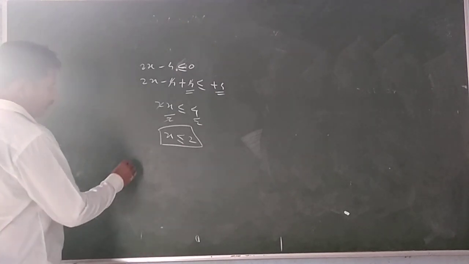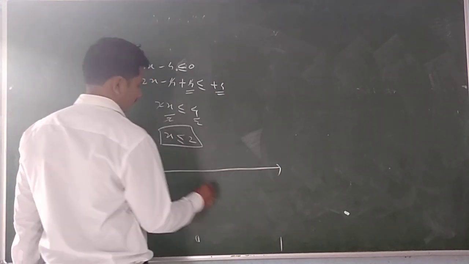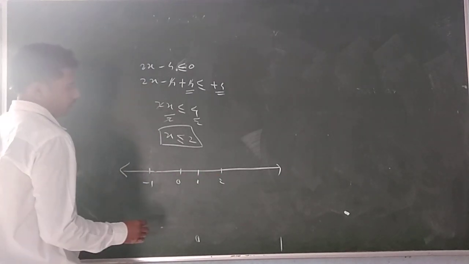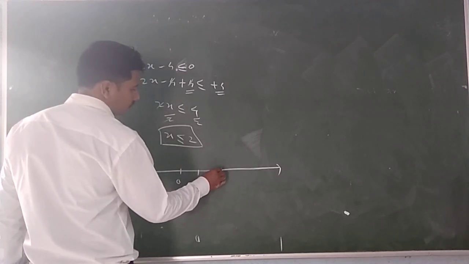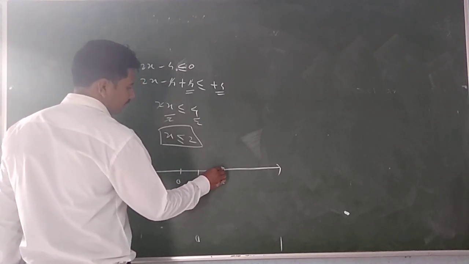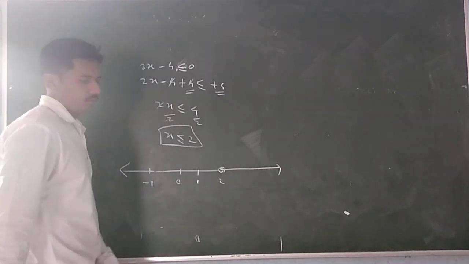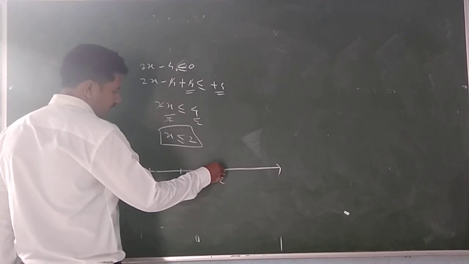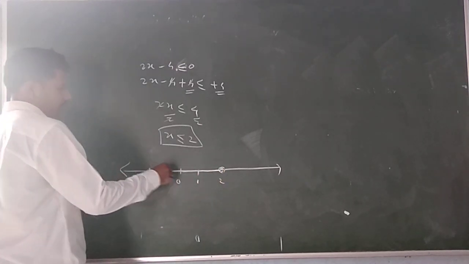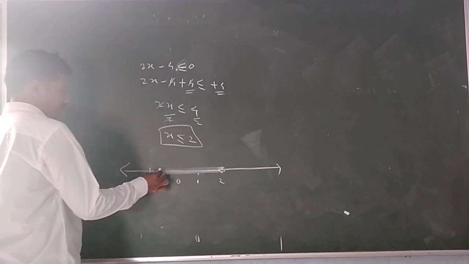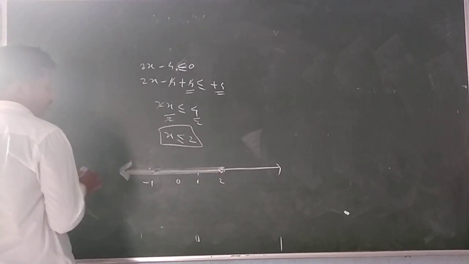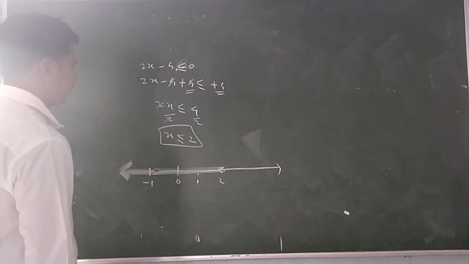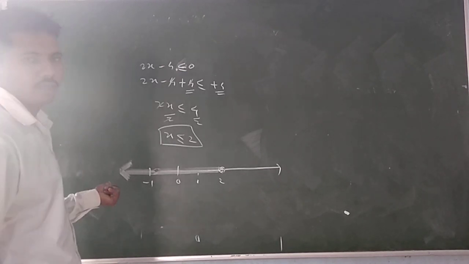Okay, so how do we draw this on the real number line? We mark minus 1, 0, 1, 2. We are including the 2, so we make a dark round circle there, as 2 is included, and then all the numbers less than 2. So we make the dark part on this side. Whichever is necessary, we make. This is the solution, and we are showing it on the graph.